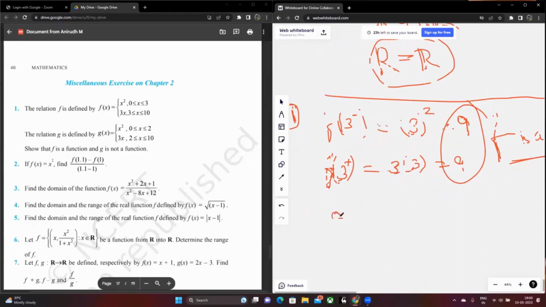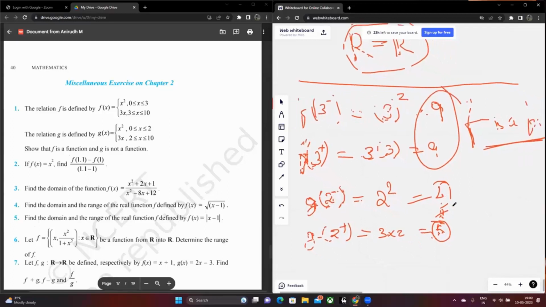Now for g, why is g looking like g of 2 minus, right? Because first we are dealing with the less than side. g of 2 minus equals x squared, so it's basically 2 squared, which is 4. But g of 2 plus equals 3 into 2, which is 6, right? 4 is not equal to 6. So you have two different images for the same number 2.